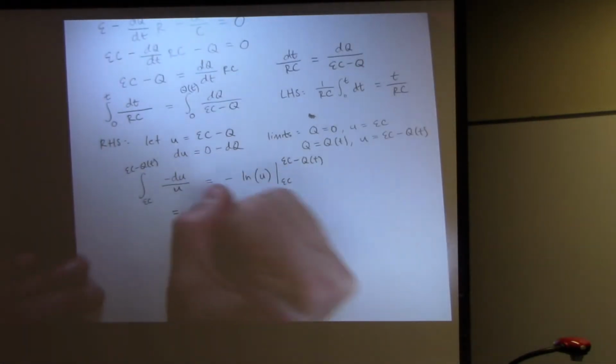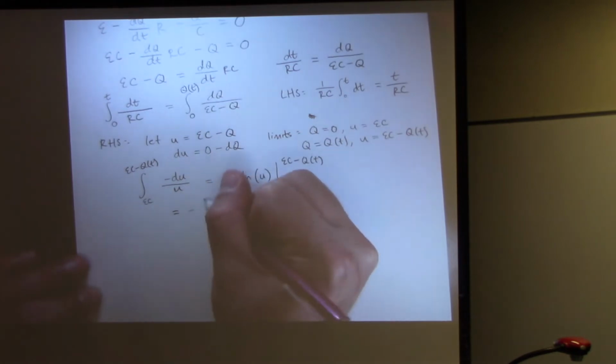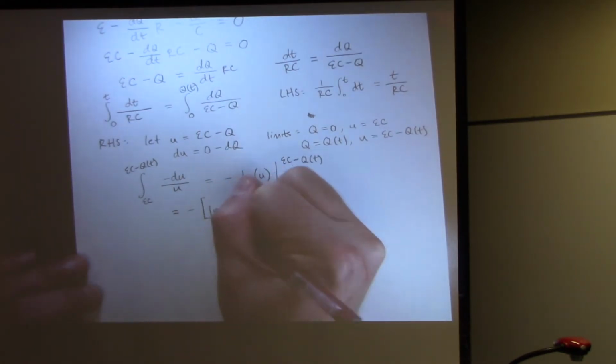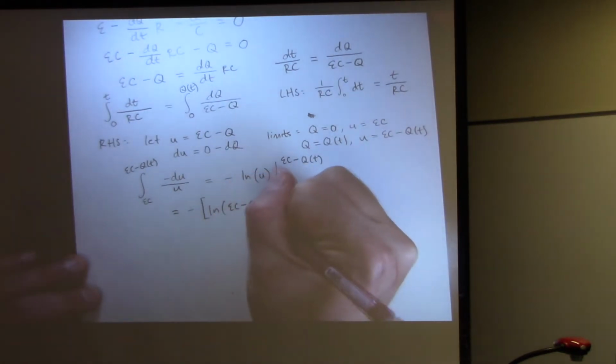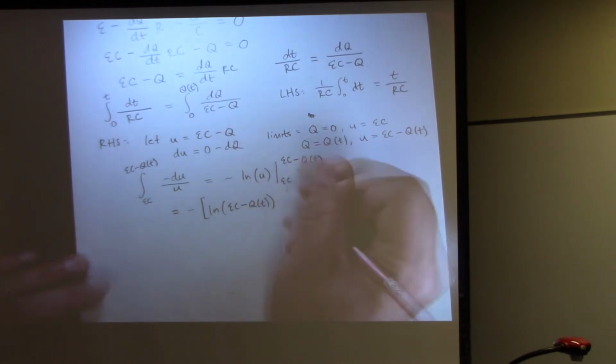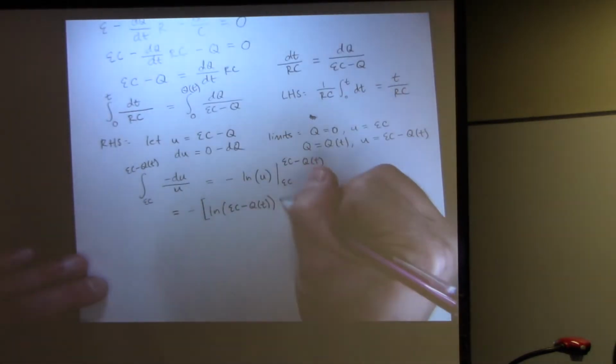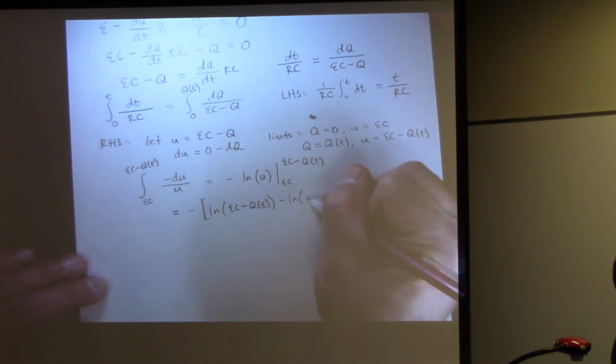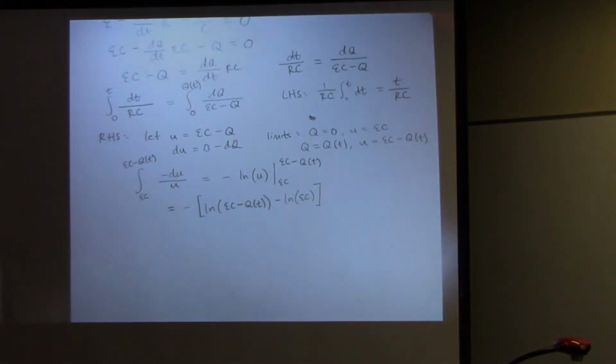All right, so when we evaluate at the limits, we're going to plug in the top limit, which is epsilon c minus q at time t. And then we're going to subtract natural log of epsilon c. Just plug in the top and bottom limits and subtract. That's how this works.